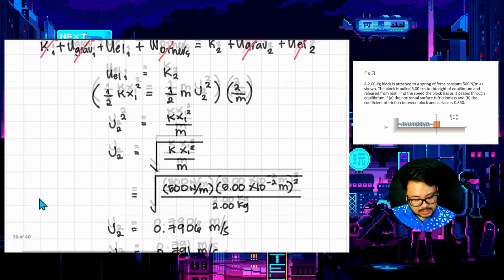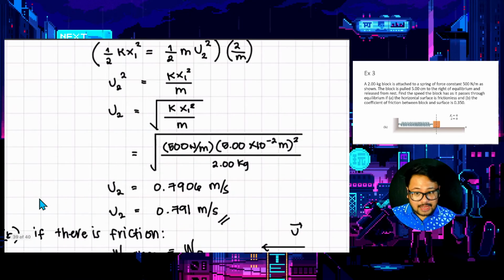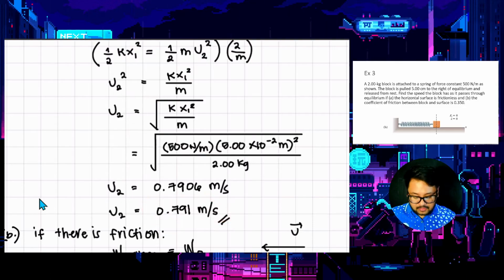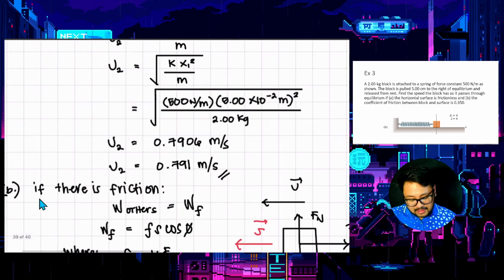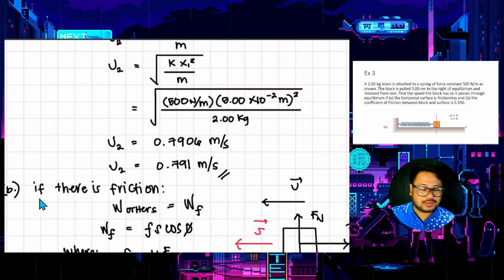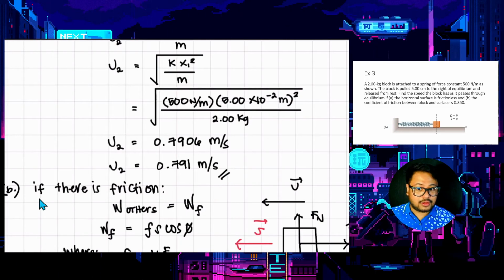So, substituting our values, the speed as it passes through the equilibrium position, the box will have a speed of 0.791 meters per second. Now, for letter B, what if there is friction? So there is some other force that is doing the work, which is the friction.